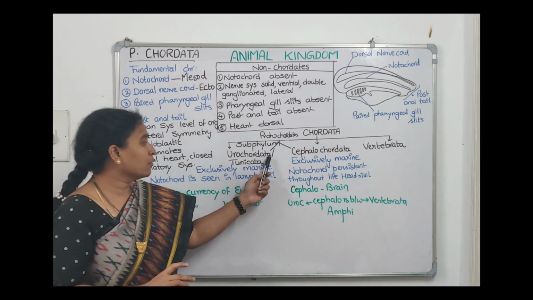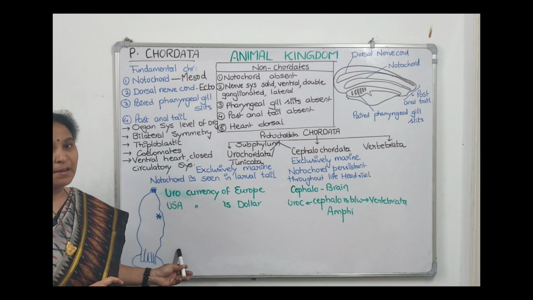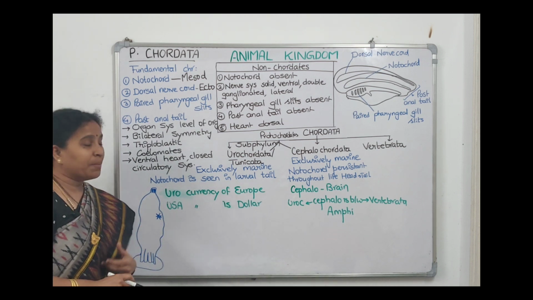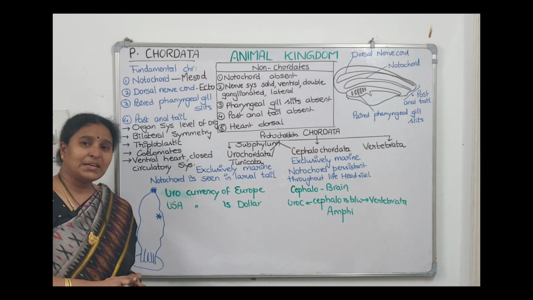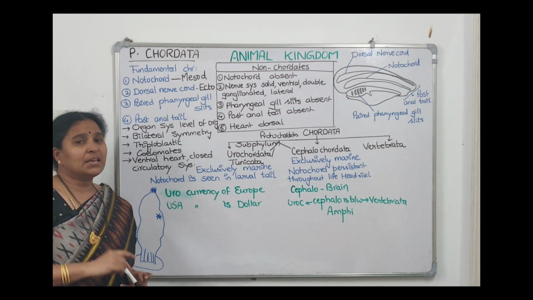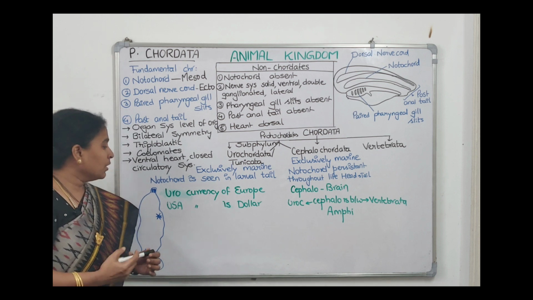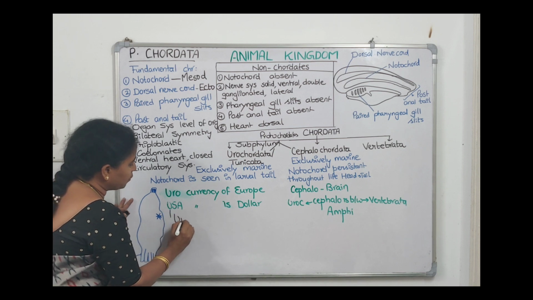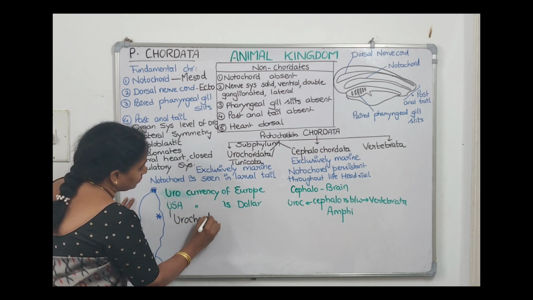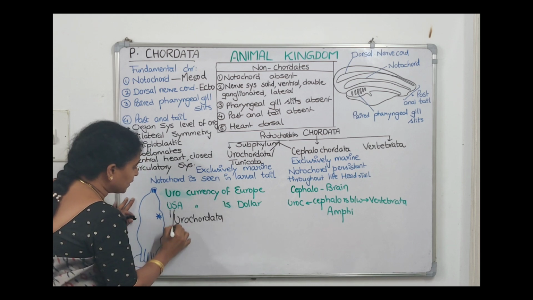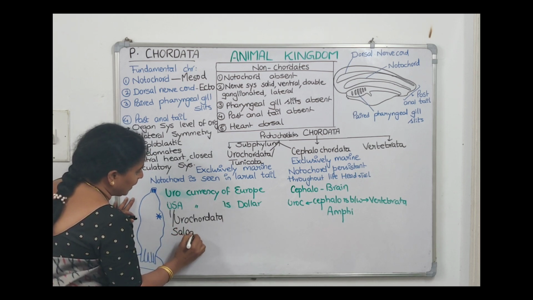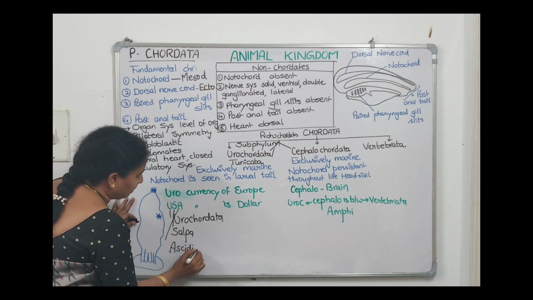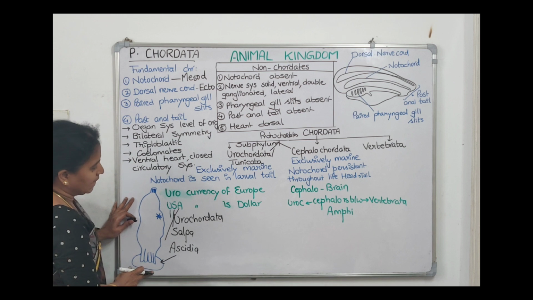And for the examples of Urochordata, this is a diagram in NCERT which they have given. I made a code to memorize the Urochordata examples. The code is euro, the currency of Europe. The USA currency is dollar, right? So here, U stands for Urochordata, S stands for Salpa, and A stands for Ascidia. This is the diagram of Ascidia.